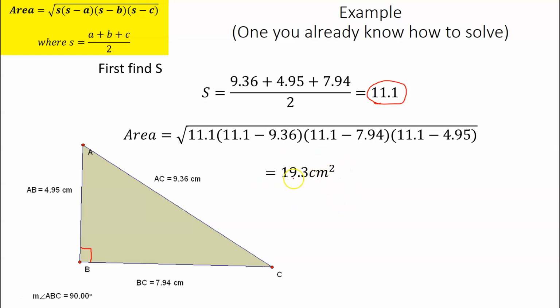Now again, if you thought, well, that just seemed like a bunch of mathematical hocus pocus, go ahead and pause it. Take 1/2 the base times the height, and you'll see that it's the exact same thing. So Heron's formula really does work. It just doesn't have to be for right triangles.